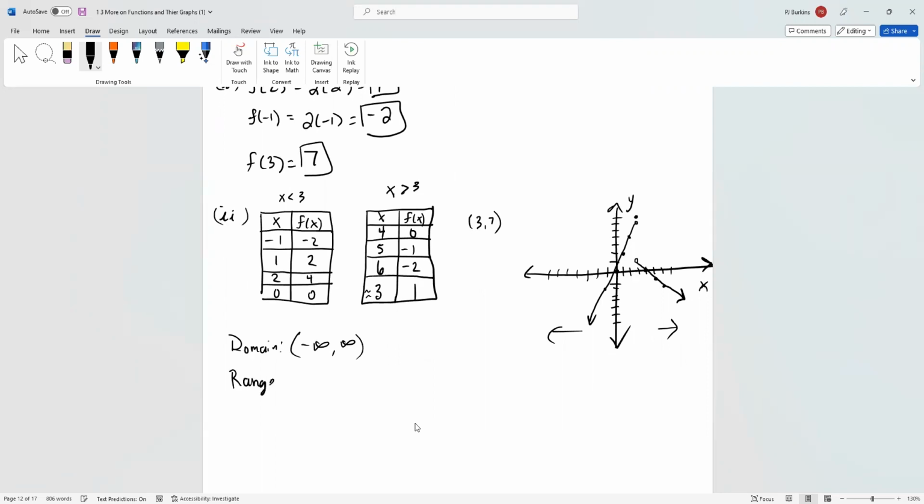And the range, well, again, I'm looking for my y values now. So I'm going to pick up everything. There's a hole there, but I also am equal on this end, so I'm okay. And I keep going, keep going. I have a jump here, right? So the only thing I don't pick up is between y equals 6 and y equals 7.